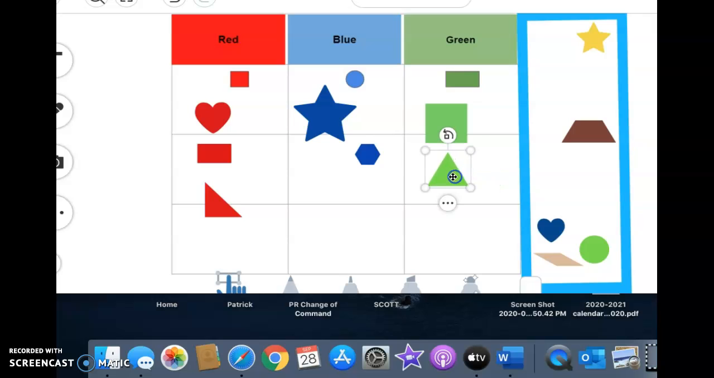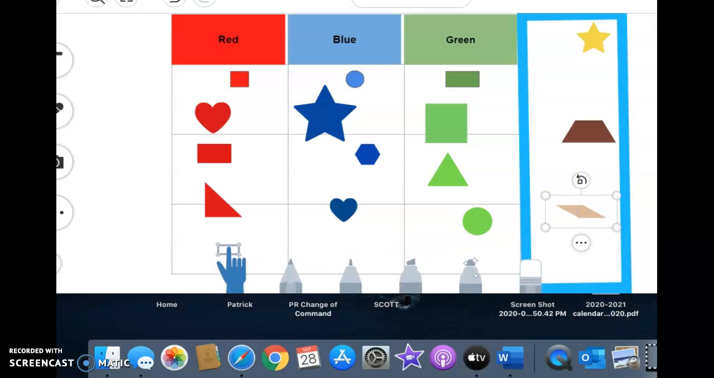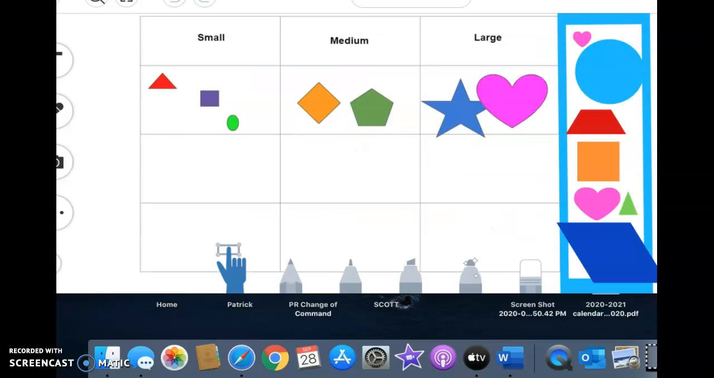Green triangle. Blue heart. Here. Green circle here. Where does this rhombus go? There are no browns. Goes home. Good job. Let's sort by size.